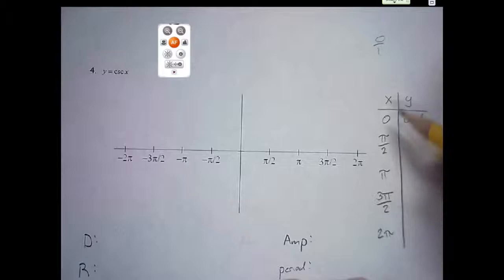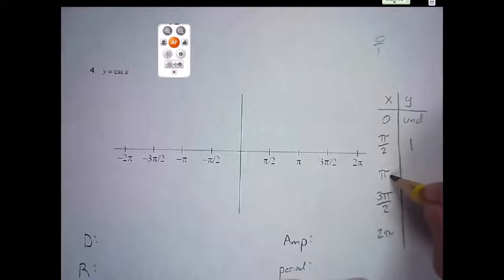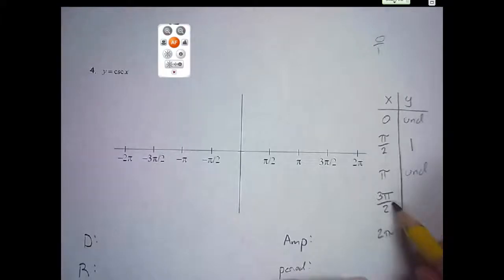Pi over 2, so I'm straight up on the unit circle, and the y value is 1 there. If you flip 1 over, you get 1. At pi, again, you're at 0, so if you flip that over, you get undefined again. 3 pi over 2, you're down at the bottom of your unit circle, so that is -1. So if you flip a -1, you still get -1. At 2 pi, well, I'm back at the beginning, so it's undefined.